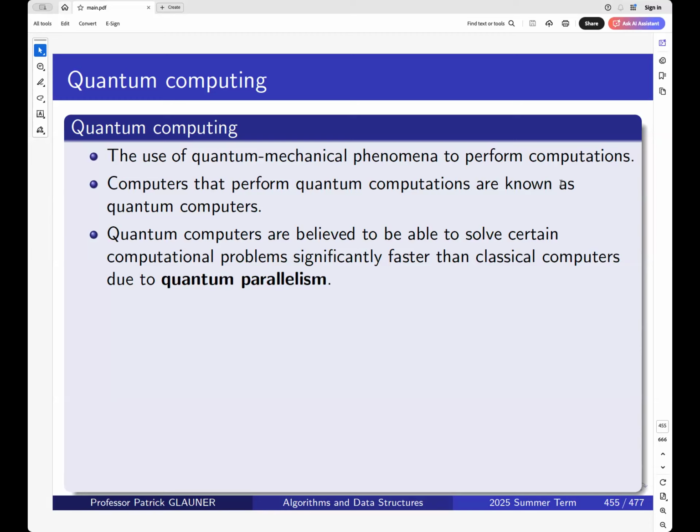So what we will see in the coming decades is probably coexistence of traditional computers and quantum computers. And quantum computing takes advantage of quantum mechanics in order to perform computations.